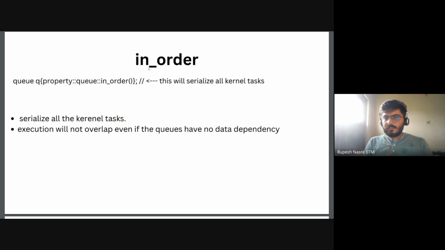So this is the second kind, how we can avoid the data dependencies if you are using USMs. We will write in_order in the queue property. So while initializing the queue, if we write the property that the queue is in order, then any kernel which we assign to it will be serialized. So this also faces the same problem which we talked about earlier, right?